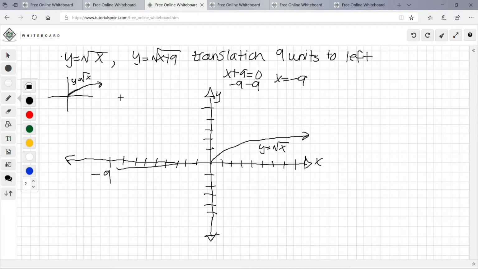Now let's graph y equals square root of (x plus 9). We said there's a translation of 9 units to the left, so instead of 0, we're going to go to negative 9, so it's right here, and then do the same, and draw the square root graph, which is something like this. Right? So this is y equals square root of (x plus 9). Good.